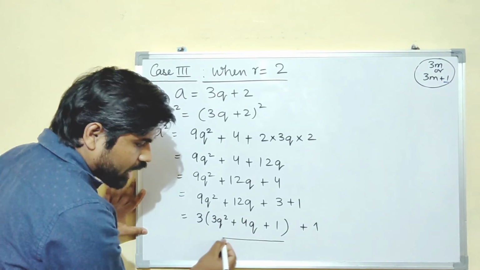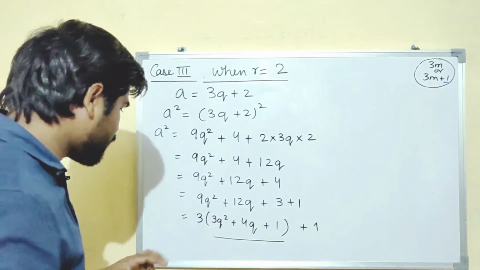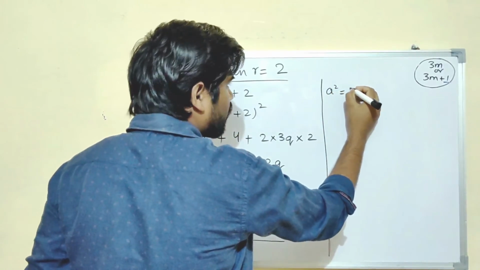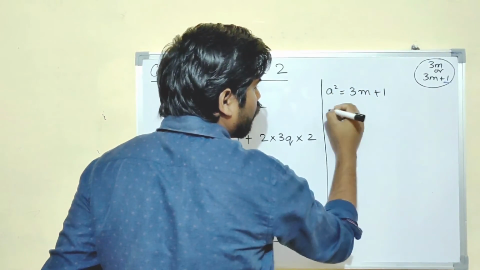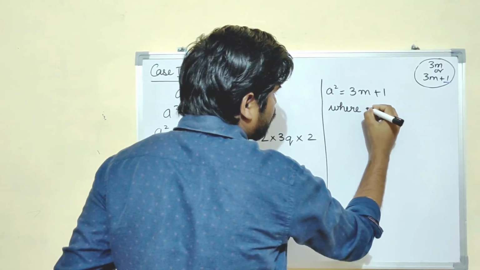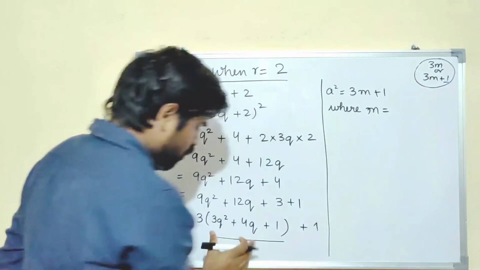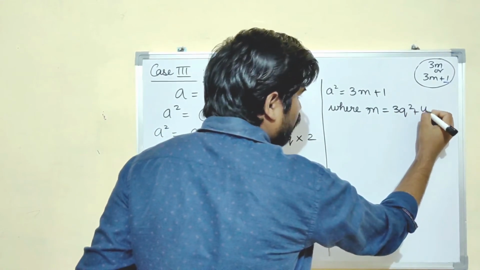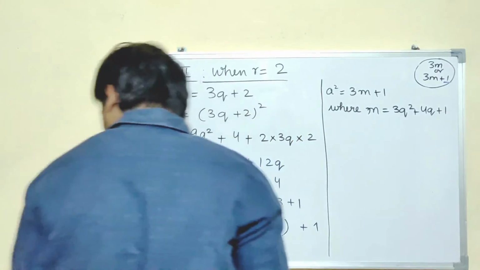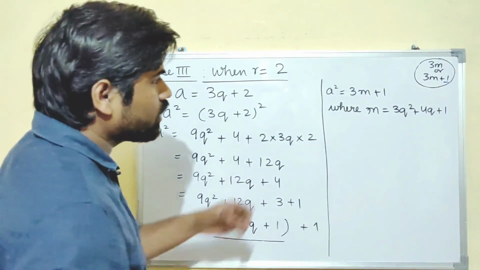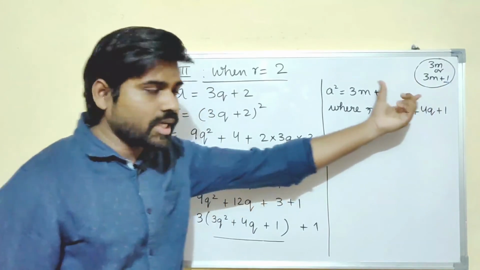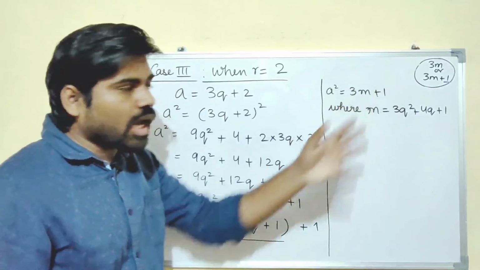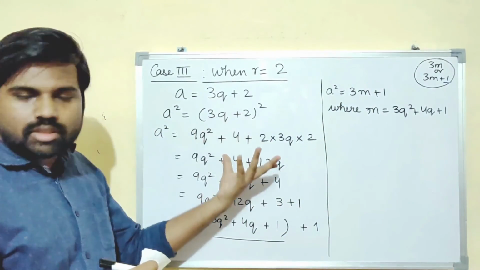You will assume the bracket as m, right? So you will get a square equals to 3m plus 1, where m is equals to, what is in the bracket? 3q square plus 4q plus 1. Okay, now how to conclude? See, this is of the form 3m plus 1 only, right? If you're not getting exactly the same which is asked in the question, try to modify it. Okay, try to break some number.